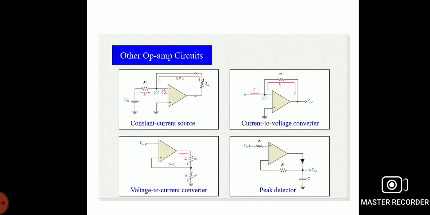Now we can move to the four circuits: the constant current source, the current to voltage converter, the voltage to current converter, and the peak detector. So all of these are anti-log operational amplifier circuit designs. So in this session we have completely discussed the log and anti-log amplifier using the operational amplifier.